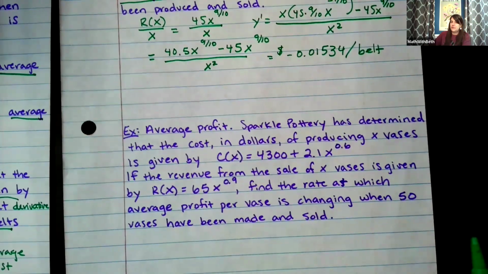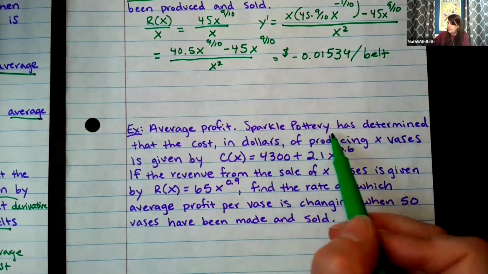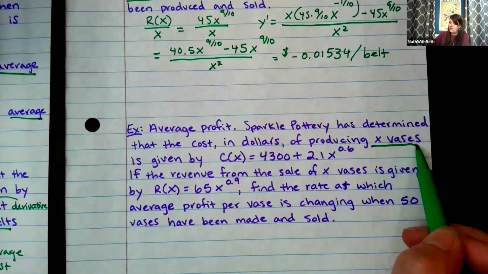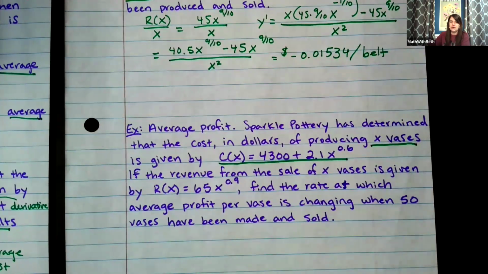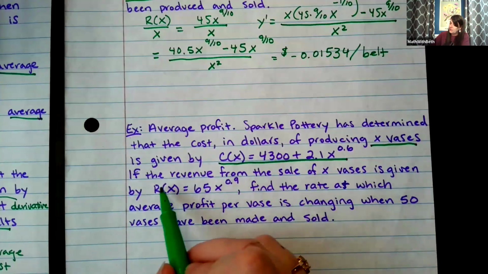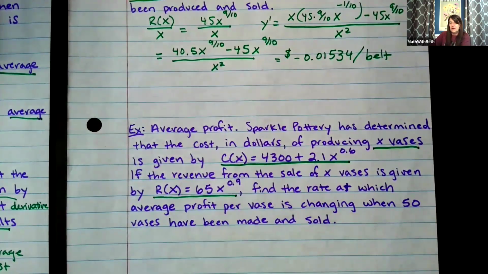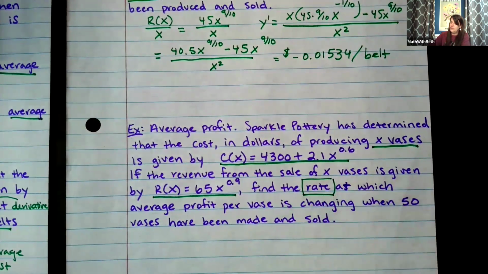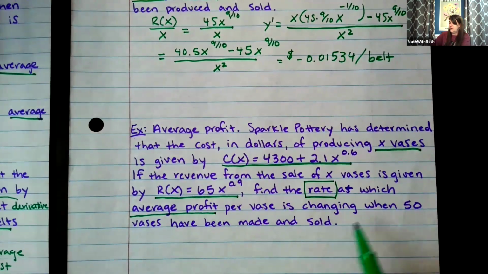Finally, let's do one with average profit. So this is a different example. We have Sparkle Pottery, and they have determined that the cost in dollars of producing X number of vases is given by this equation. So here's our cost. If the revenue from the sale of vases is given by this, they now want us to find the rate, hint that we're going to do a derivative, at which the average profit is changing.